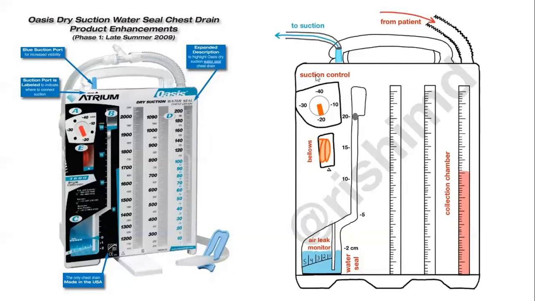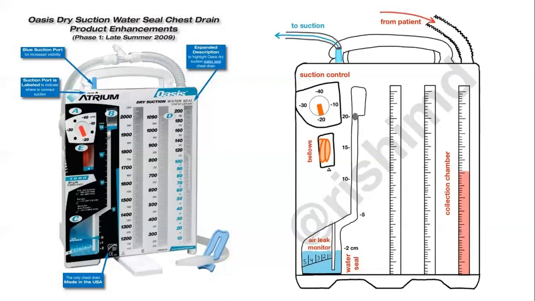What else? The suction control chamber. In the suction control chamber, we always set the amount of suction that should be applied. So we should always keep some water inside. And continuous suctioning is important, and the doctor determines how much suctioning the patient needs.